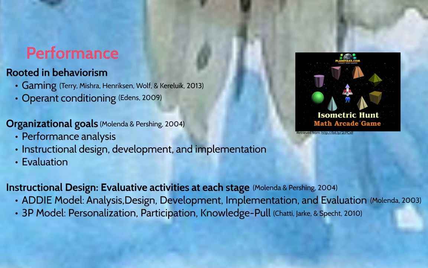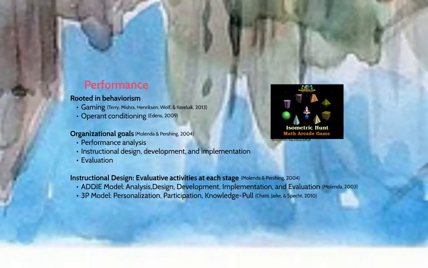Performance improvement is utilized in order to meet organizational goals. Performance analysis is used to determine gaps between the audience's current capabilities and the organization's target abilities needed to meet its goals. Then instructional design, development, and implementation occur to meet the needs. Evaluation determines effectiveness and if further performance analysis is needed. In instructional design, evaluative activities occur at each stage when performance improvement is the goal to help ensure alignment with strategic needs and quality control. While the ADDIE model stands for analysis, design, development, implementation, and evaluation, the 3P model refers to personalization, participation, and knowledge pool.